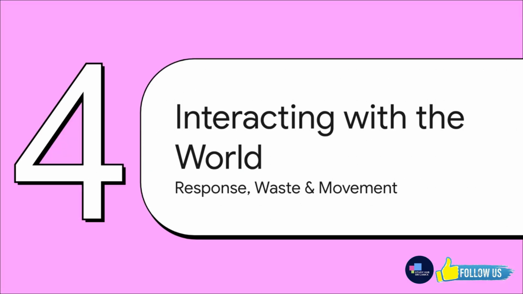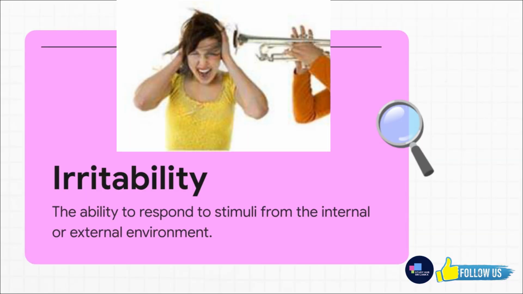So, we've covered how life is built and how it gets its power. Now let's look at how living things actually interact with their surroundings. This involves responding to things, getting rid of waste, and moving around. Now, irritability might sound like being in a bad mood, but in biology, it just means the ability to respond to a stimulus or a change in the environment.